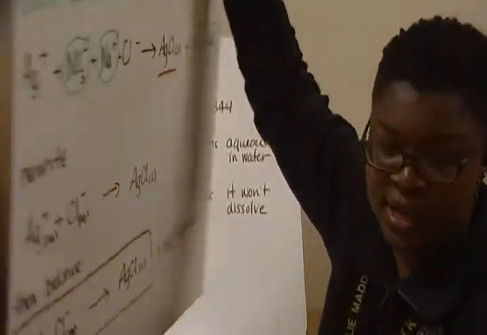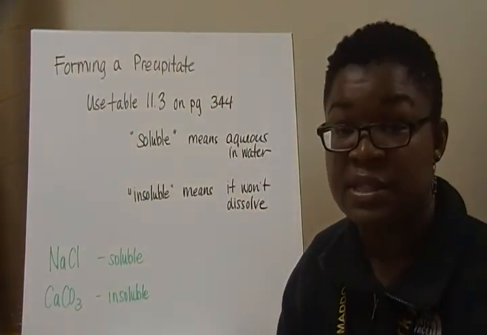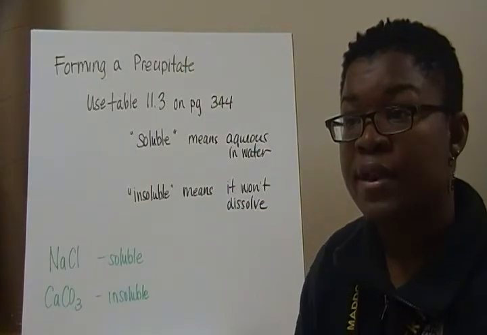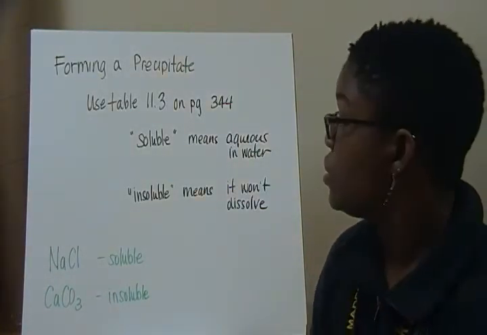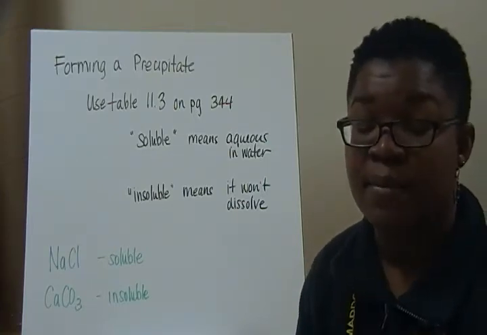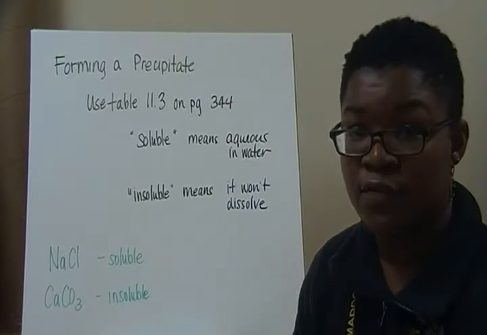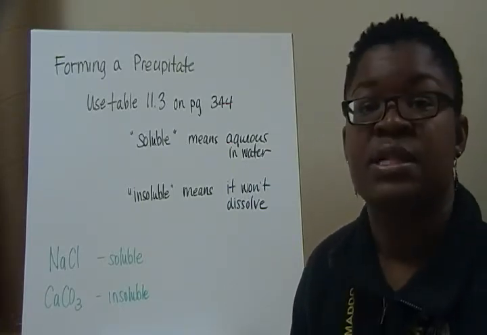Just a couple other things to go along with this. When you're talking about forming precipitate, there are rules that say when things are going to clump together and form a solid or a precipitate, and when they're going to dissolve. There's a table on 11.3, and that's on page 344 in your textbook. Look at that table. You will get it on the test, so it's not something you have to memorize.